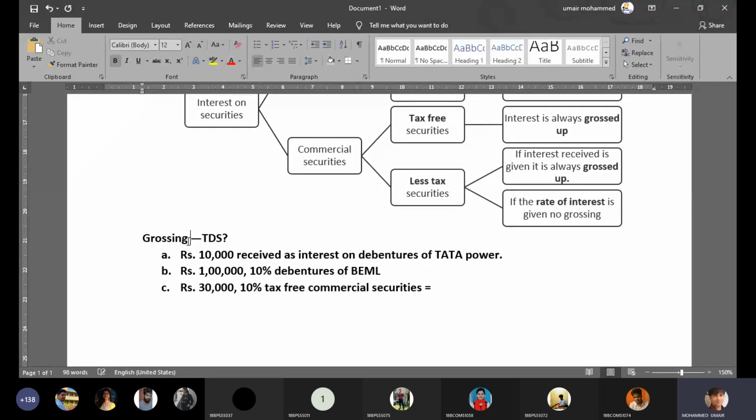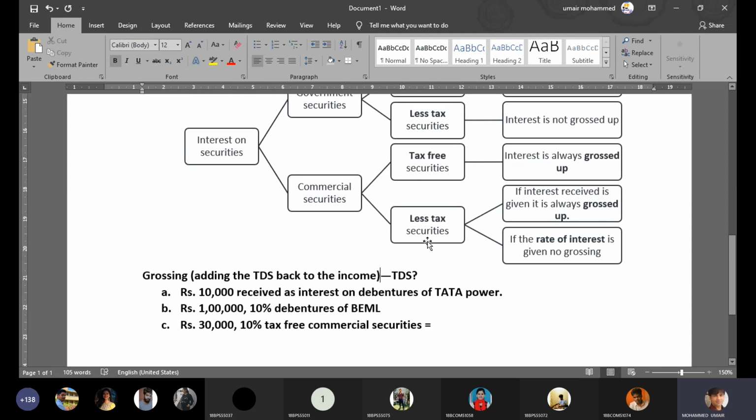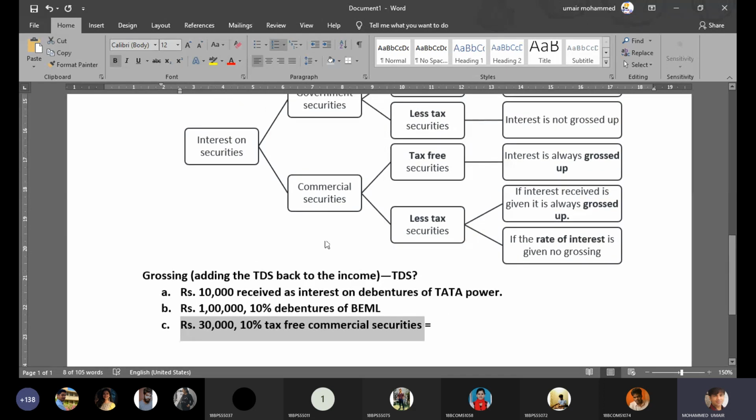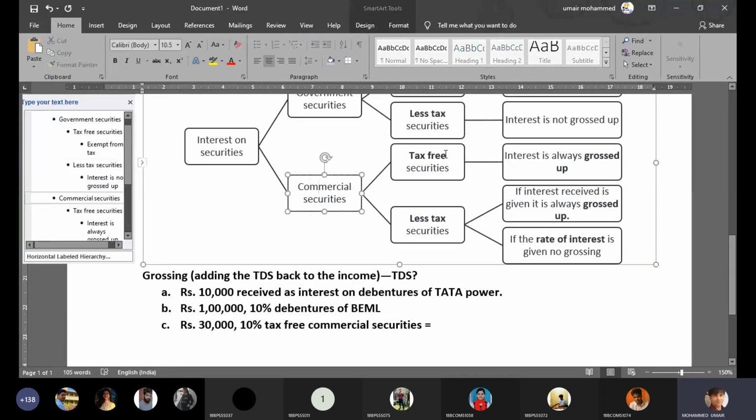So what is grossing? Adding the TDS back to the income is called grossing, right? So that's the third and final step that needs to be done, whether to do TDS or not. So in this example, rupees 30,000, 10% tax-free commercial securities, you know that this is commercial, you know it is tax-free. So what should we do?